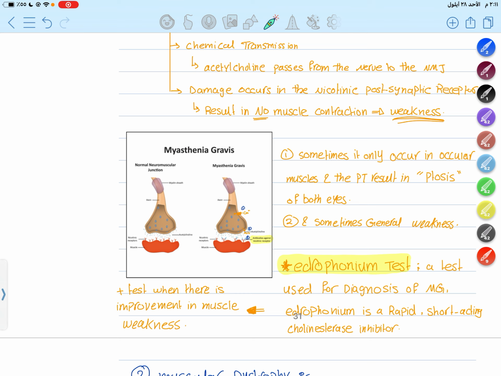The treatment, in myasthenic crisis, if the patient has respiratory failure, immediately you admit to the ICU and you do ventilation. There are certain anticholinesterase drugs that will inhibit the cholinesterase, the enzyme responsible for the breaking down of acetylcholine, so we have much more acetylcholine.